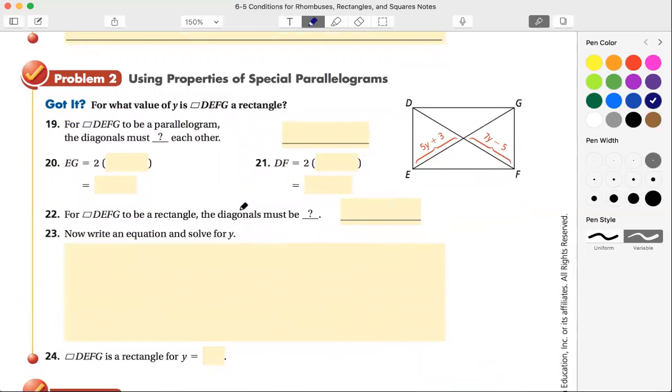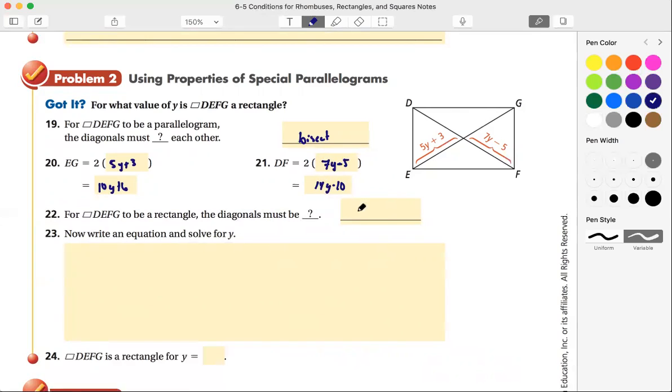All right, problem number 2. All right, so for what value of y is parallelogram DEFG a rectangle? So for DEFG to be a parallelogram, the diagonals must bisect each other. So EG equals 2 times 5y plus 3, which equals 10y plus 6. And DF equals 2 times 7y minus 5, which equals 14y minus 10.